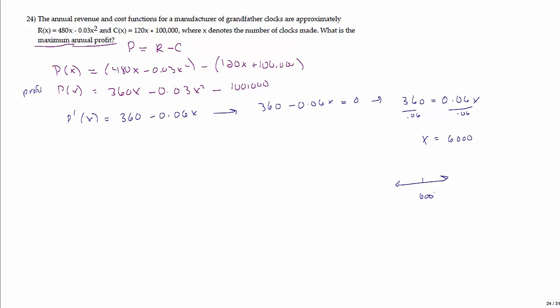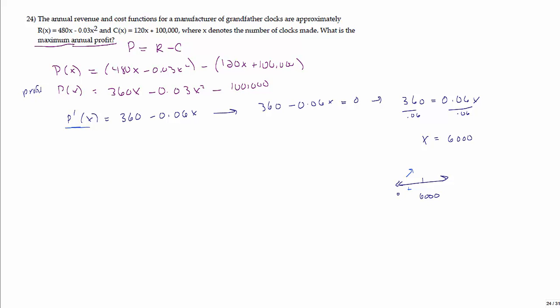So here's my 6,000. I know it's going to have to be greater than 0 because x can't be a negative number. So picking a test point, if I go with a 1, and again I'm plugging it in here to my profit function, 360 minus 0.06 times 1, that's going to be positive, so I'm increasing.